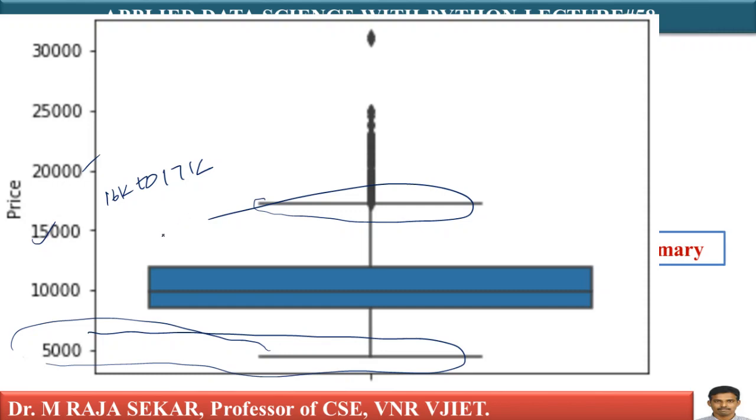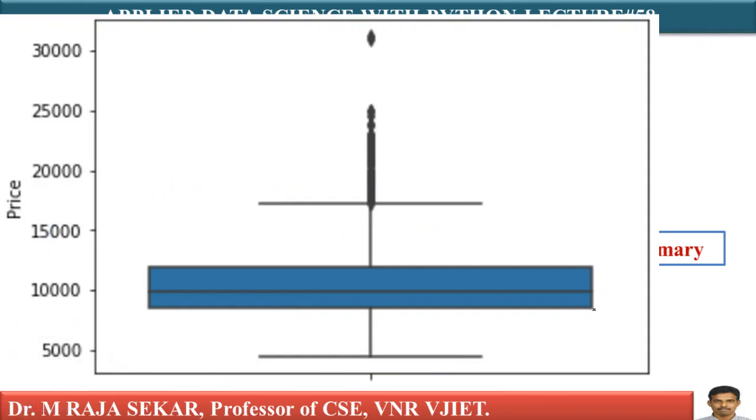First, this one is the lower whisker, this one is the upper whisker. Now we will try to understand the box. The lowest line of the box represents the first quartile, Q1. The lower line of this box is approximately 8,000. What does it mean? That means 25% of cars' prices are less than 8,000 euros.